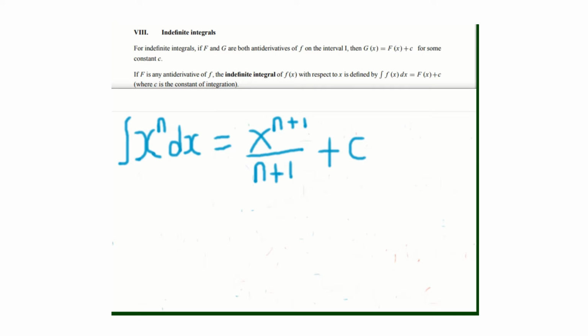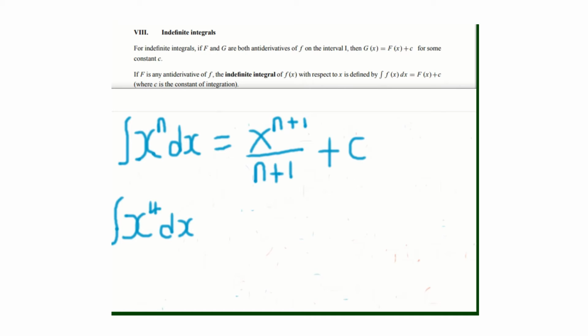So to understand this better, let's do examples so that you can see how to solve a question of this nature. Let's say we have a certain integral. Let's integrate x to the power 4 dx. If we integrate this, you can see that this 4 is in the same position as n, and this n is the same n that you see here.